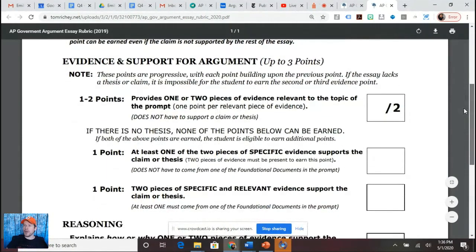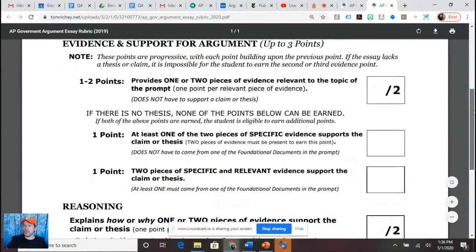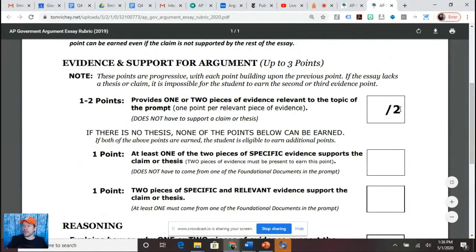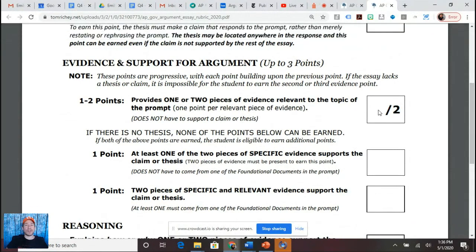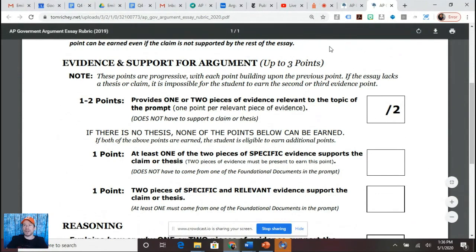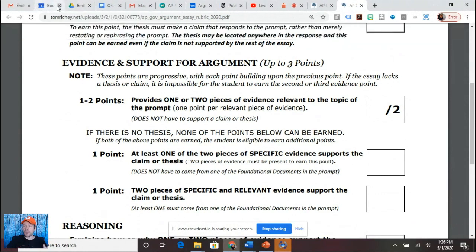So after the point for the thesis, we've got up to 2 points that can be earned by using any 2 pieces of relevant evidence, like demonstrating that you've got any knowledge of AP US government that is relevant to this. And if you can do that, then you are good.